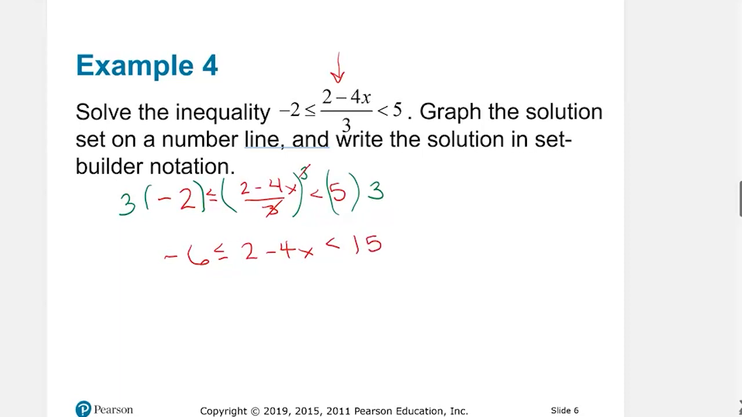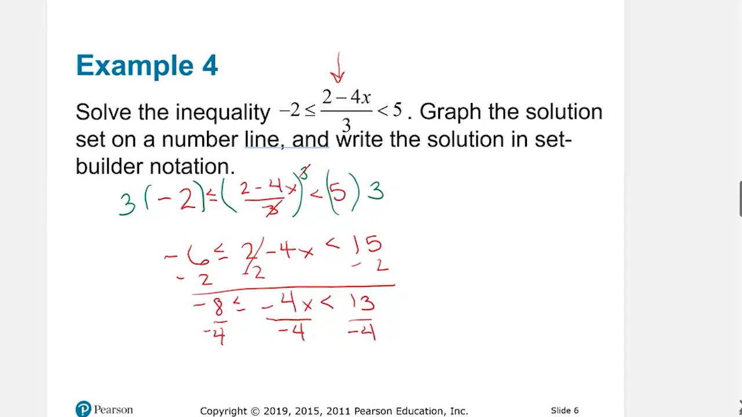And then I want to leave the x in the middle because I'm trying to solve for x here. So I'm going to subtract 2 from every section. So I have -8 is less than or equal to, this cancels, -4x, which is less than 13. Okay. And then the last step, what would the last step be? Well, I want to get x by itself here, so I divide everything by -4.